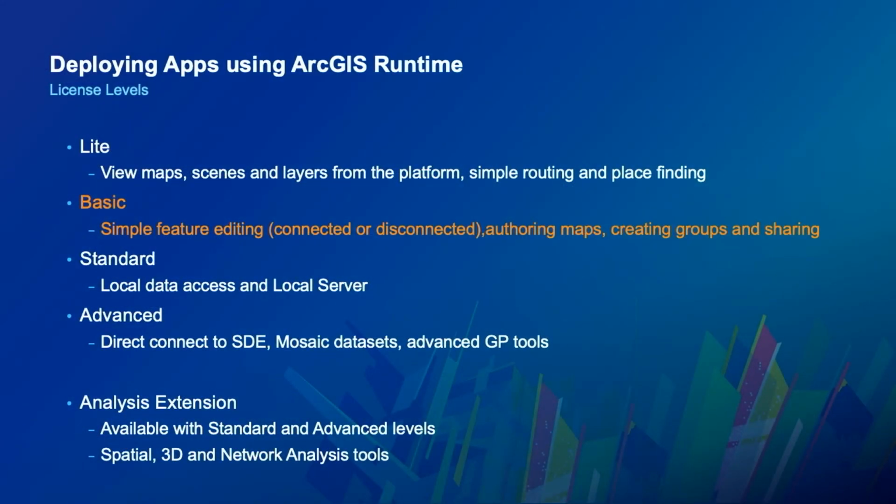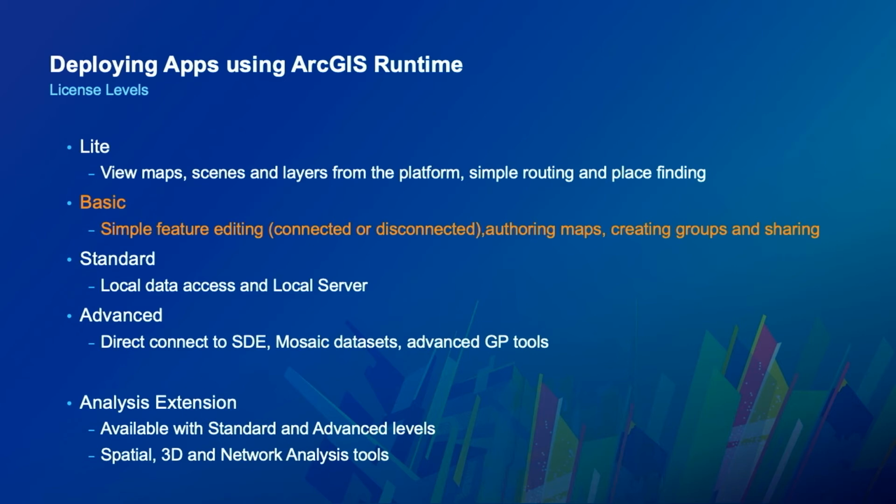All right, so you've written your application and you want to deploy it. And so you need to license it. Because we're talking about editing, it's being deployed at the basic level. So that's simple feature editing, connected or disconnected. It comes in at basic. Basic also includes authoring maps and creating groups and sharing, but specifically for the topic of this session, it's the simple feature editing that we're after.